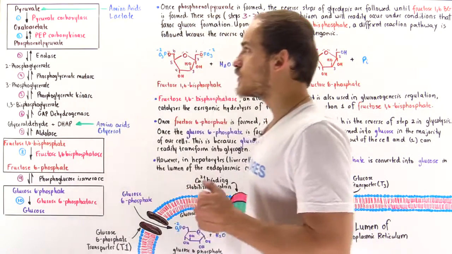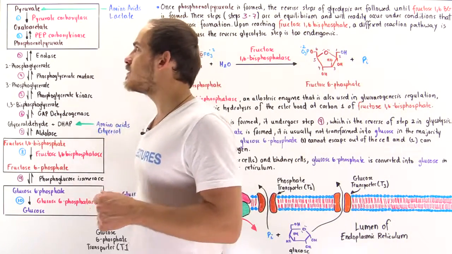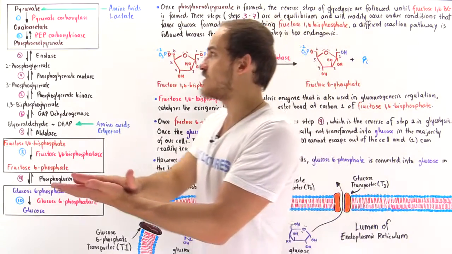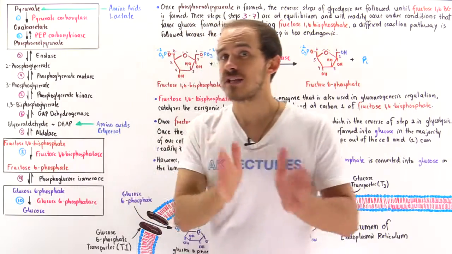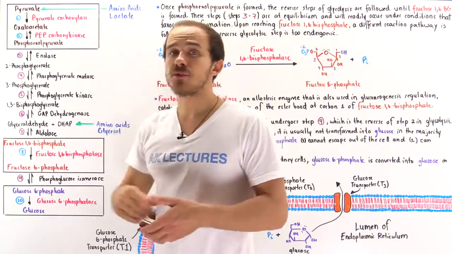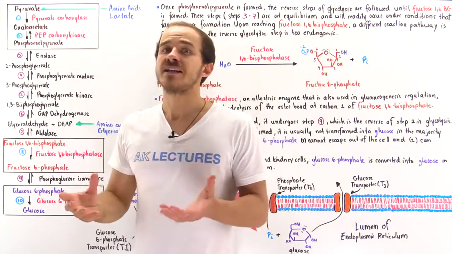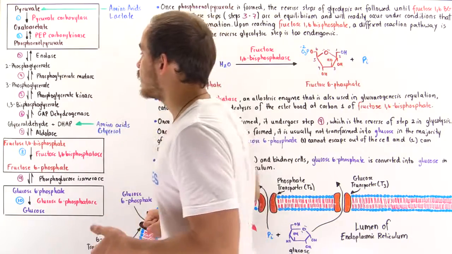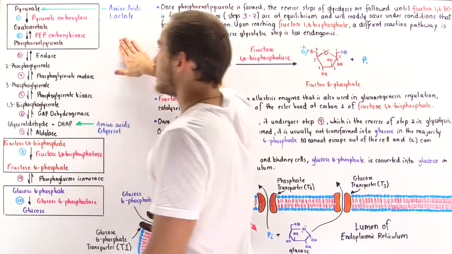And in step number 2, or actually before step number 2 takes place, the oxaloacetate is transformed into malate. That then moves into the cytoplasm, and the malate is transformed back into oxaloacetate within the cytoplasm. Then step number 2 takes place, catalyzed by PEP carboxykinase, where PEP stands for phosphoenol pyruvate carboxykinase. So we form in step number 2 phosphoenol pyruvate.